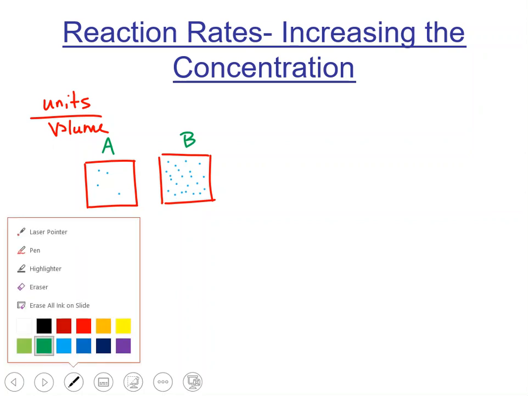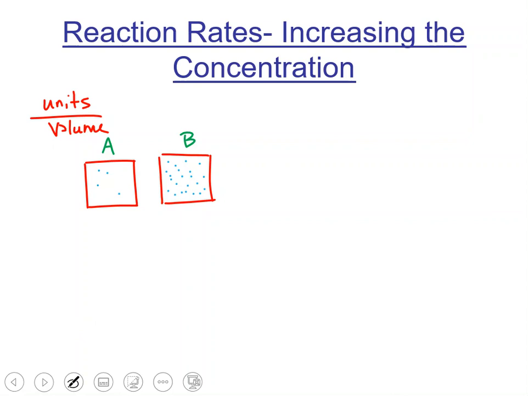So you have to remember that I kind of drew these as static dots. They're not moving around, but in actuality, reactant particles are always moving around. Now, a reaction doesn't occur unless they collide with one another. So the question becomes, where are collisions going to be more frequent? In box A or box B?